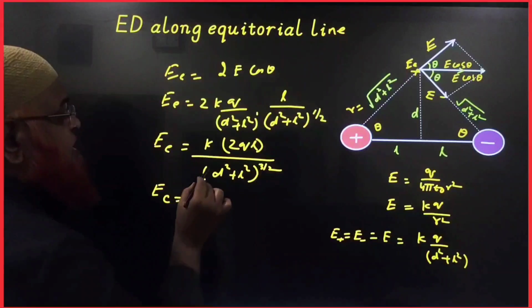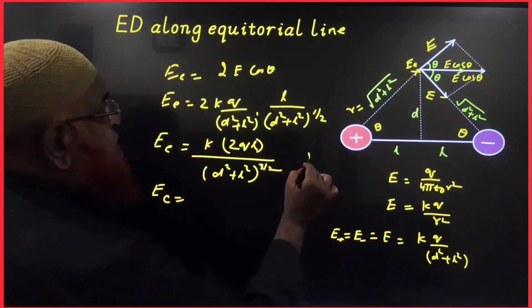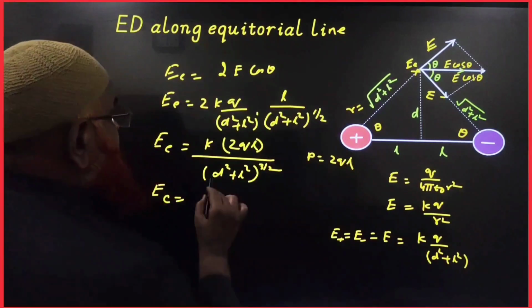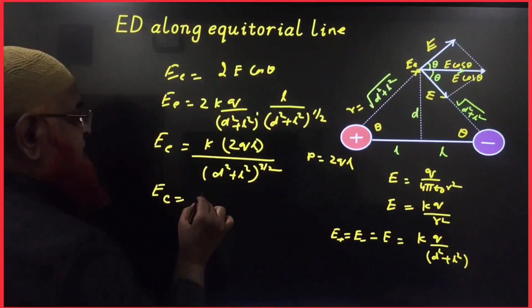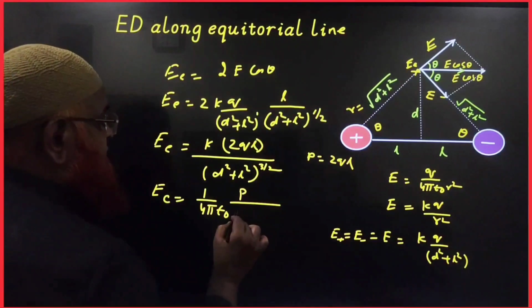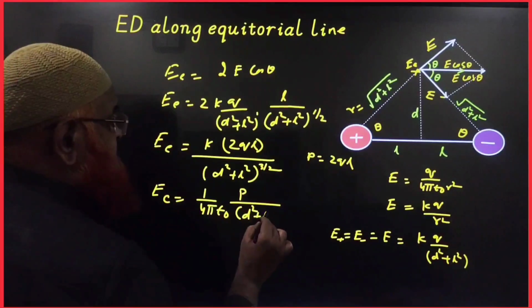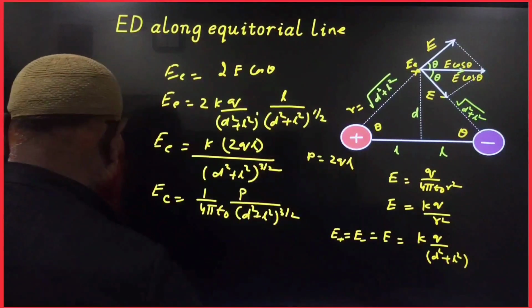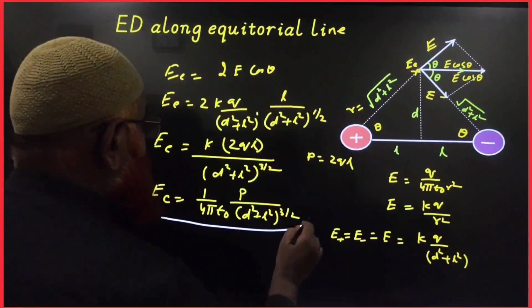So E along the equatorial line can be taken as, you all know the dipole moment formula is P equals 2QL. Therefore here we can write K as 1 by 4 pi epsilon naught. This is P divided by d square plus L square whole power 3 by 2. This is going to be your formula here, isn't it? This is going to be your formula.